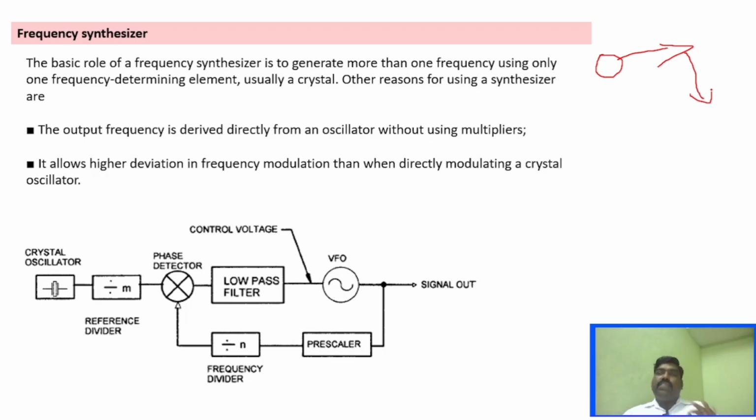Apart from this, the frequency synthesizer can be used for two other reasons. One is that the output frequency is directly obtained from an oscillator without using multipliers, and similarly we can achieve higher deviation in frequency modulation than when directly modulating the crystal oscillator, right? So these are the main reasons we use a frequency synthesizer.